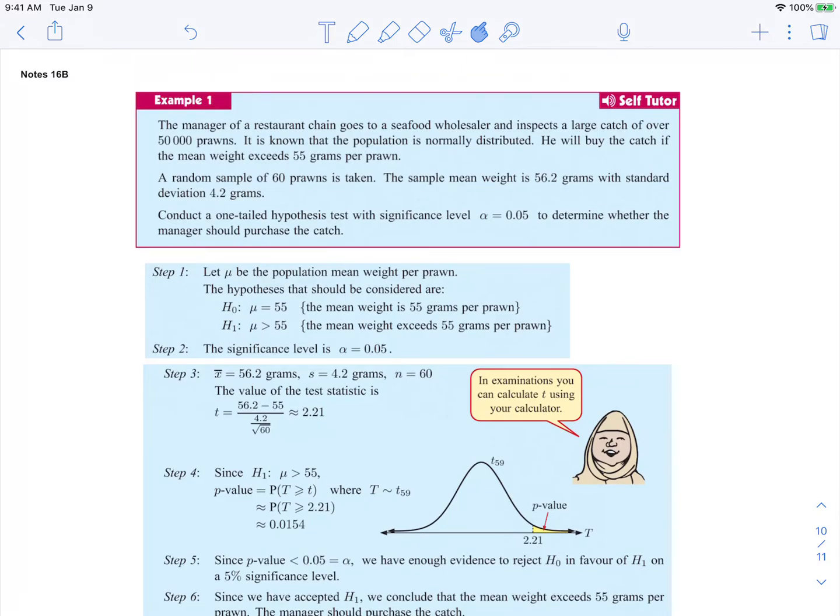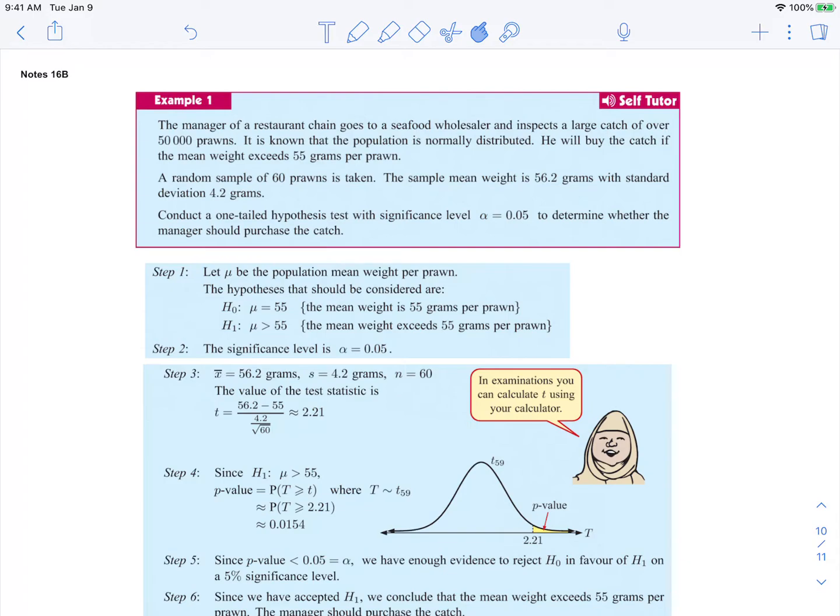So example 1, the manager of a restaurant chain goes to a seafood wholesaler and expects a large catch of over 50,000 prawns. So those are shrimp. It is known that the population is normally distributed. He will buy the catch if the mean, the average weight, is greater than 55 grams per prawn. So they do a random sample of 60 prawns. The sample mean is 56.2 grams with a standard deviation of 4.2 grams.